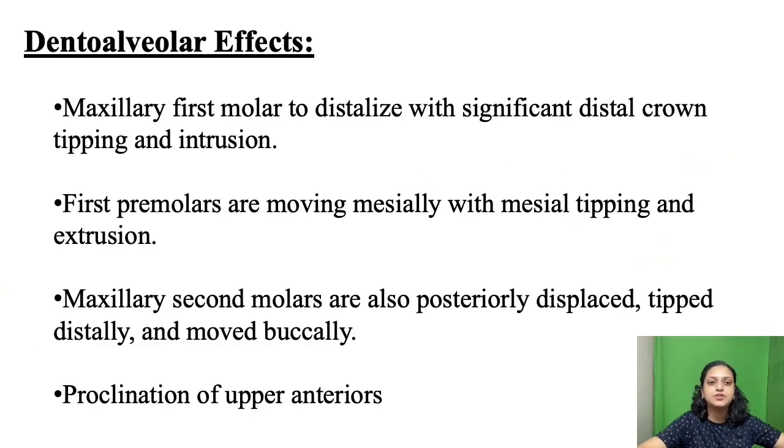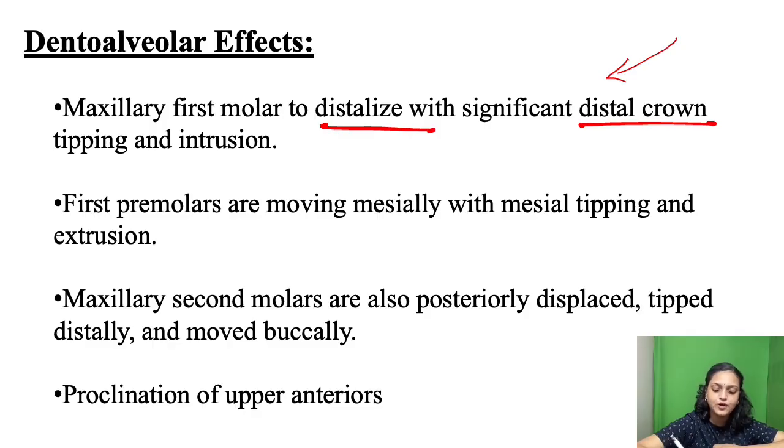So what happens with the pendulum appliance? 1. The maxillary molar is going to move back. Distalization is going to happen. Distal crown tipping is going to occur, it's not going to be a bodily movement because you're not giving the force along the center of resistance of the molar. You're going to give it on the molar tube, which is at a lower level than the center of resistance. So what happens is the molar is going to tip and also it is going to intrude.